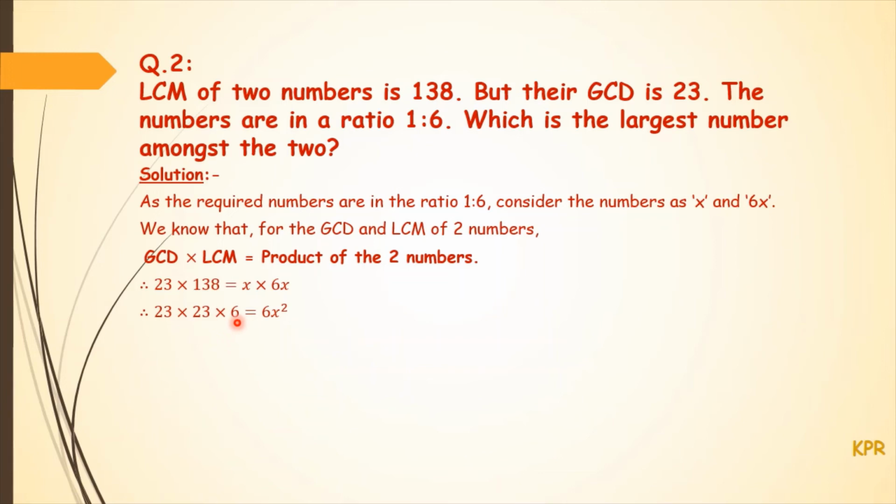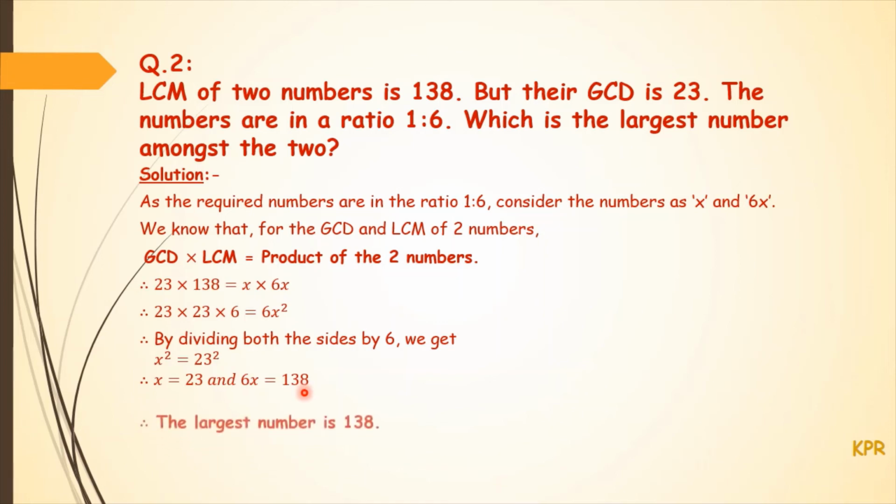Now on the left hand side I have 6, and on the right hand side I have 6. So we will divide both sides by 6 so that this 6 can be cancelled, and we get x square is equal to 23 into 23, that is 23 square. So x is equal to 23, and the other number 6x is 6 into 23, that is 138. In the question we want to find the largest number, so the largest number is 138.